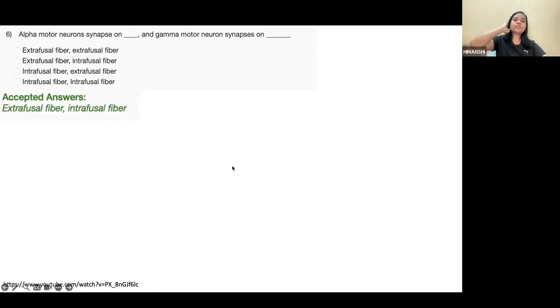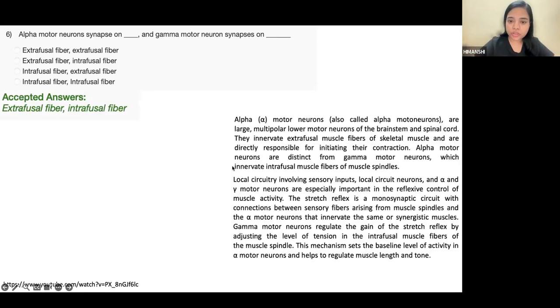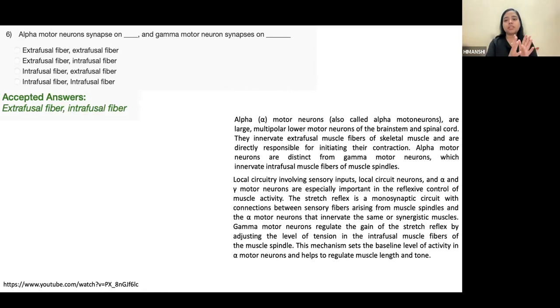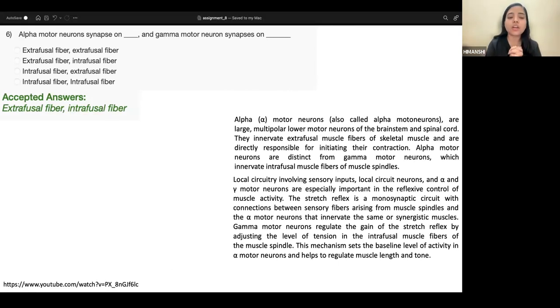The correct answer is extrafusal fiber and intrafusal fiber. If you don't remember, we read that in the last discussion itself. Also, here is the anecdote I was talking about. If you're looking from outside, what is the first thing you're going to encounter? It will be the extrafusal fiber, right? Because they are the ones on the outside. So in alpha, beta, gamma, epsilon, theta, and all those, alpha is the first one, so alpha will encounter the outermost one, that is the extrafusal one.